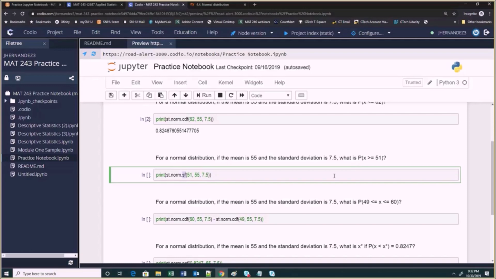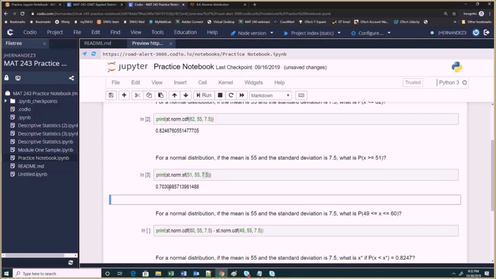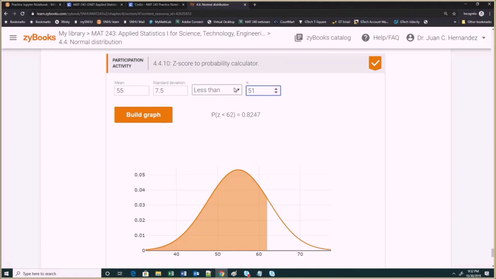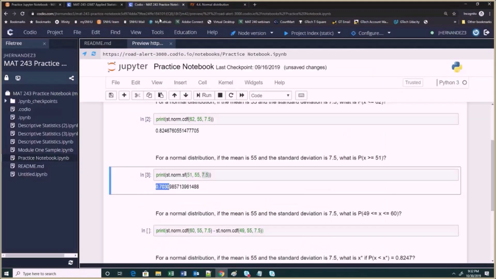So in this case, the first input is always the critical value. The second input is the mean. The third input is the standard deviation. So let's run this, and we get 0.7031. Let's now verify this in the calculator. So I'm using score of 51 and greater than, and here's the area that gets highlighted, and the answer is 0.7031. That matches this answer right here.